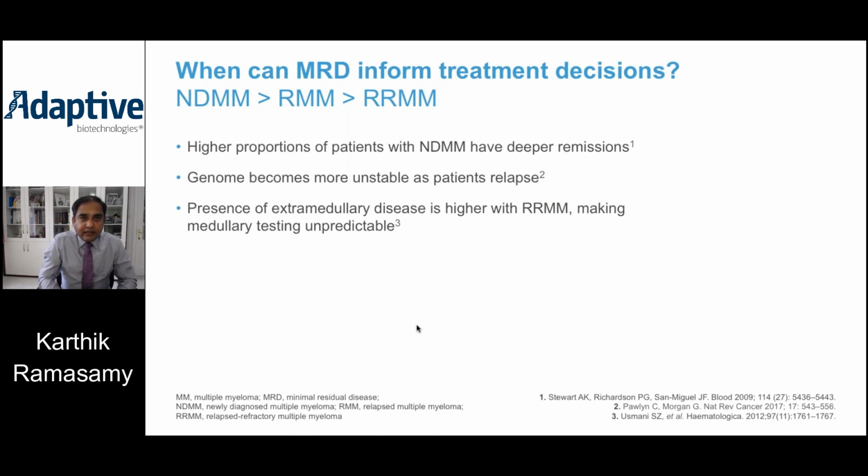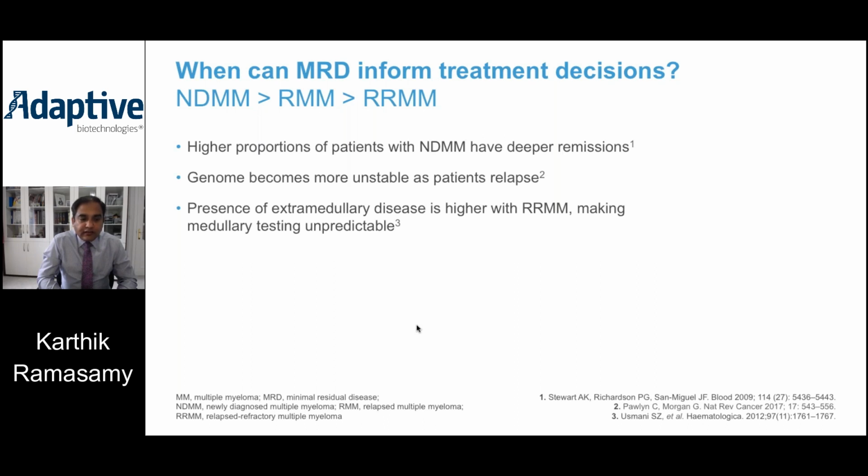If we think about MRD, it is clearly going to be more applicable in patients with newly diagnosed multiple myeloma in comparison to relapsed or relapsed refractory myeloma. Why is that? The reason is that higher proportions of patients with newly diagnosed myeloma enter very deep remissions, and we have seen a lot of this data presented to us in meetings.